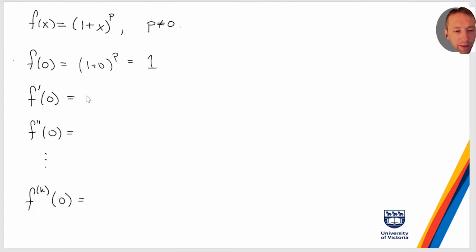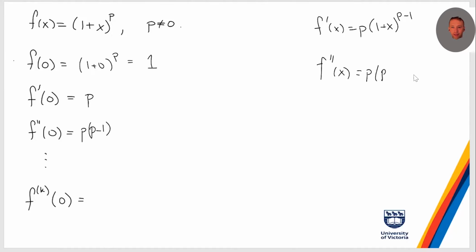f prime of 0. So f prime of x is going to be p times (1 plus x) to the p minus 1. Plug in 0, I get p. Can anyone tell me what f double prime of 0 is? Right. Just take the derivative twice. That'll bring down a p. It'll bring down a p minus 1. And then you've got the same stuff again, except with a p minus 2. And you plug in 0, and you get p times p minus 1.